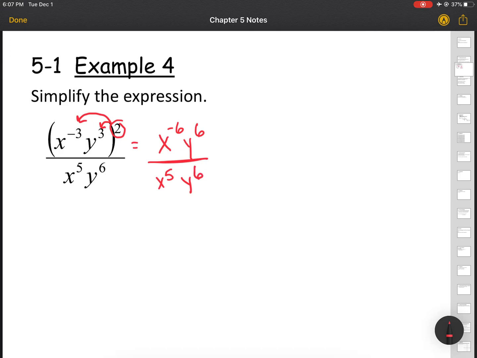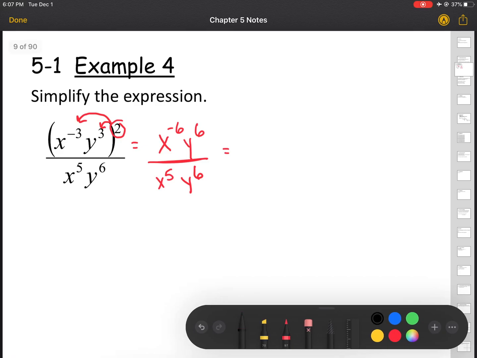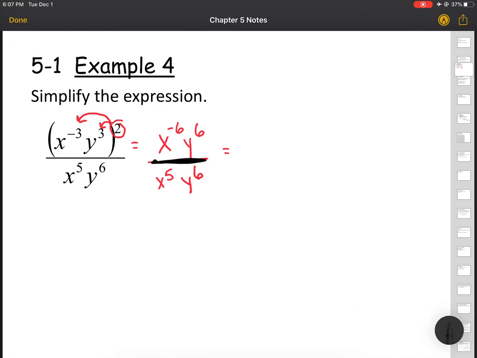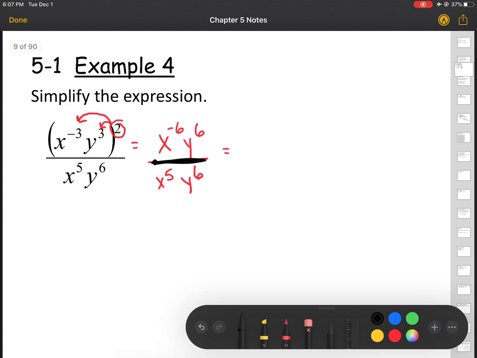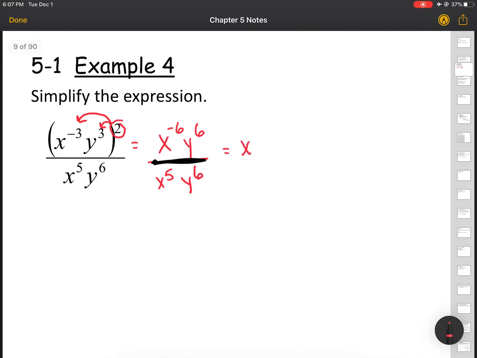And now we're dividing here, but remember, when we have that fraction bar, it's really like subtraction. So we're going to line up our like bases, the x's with the x's and the y's with the y's, and we're going to subtract. So for x, we take negative 6 minus 5, which is negative 11. And then for the y's, y to the 0th power, because 6 minus 6 is 0.